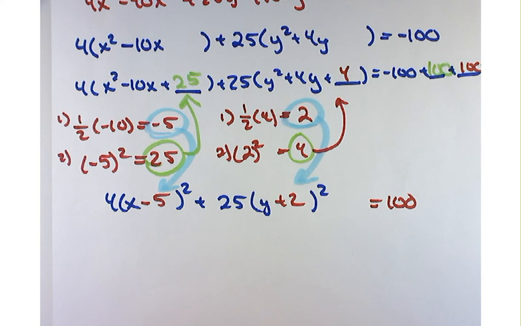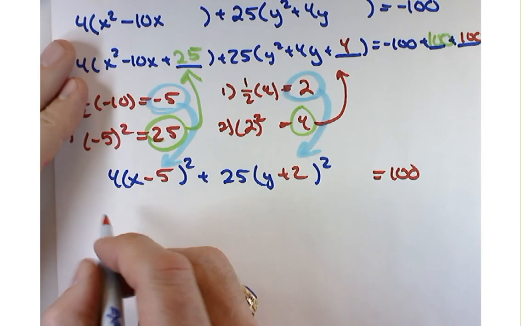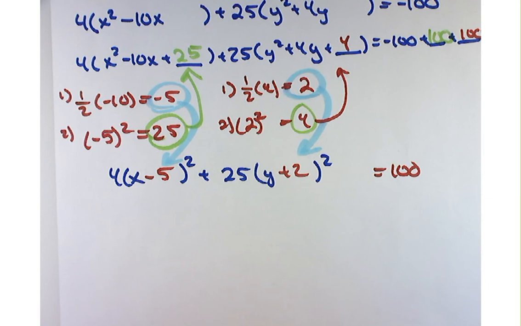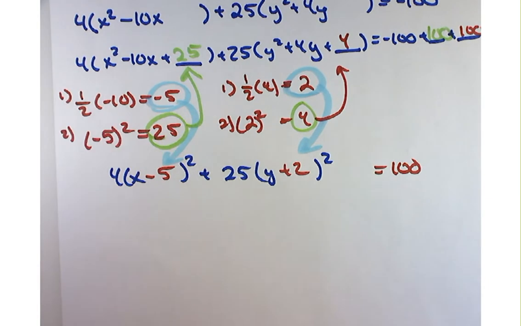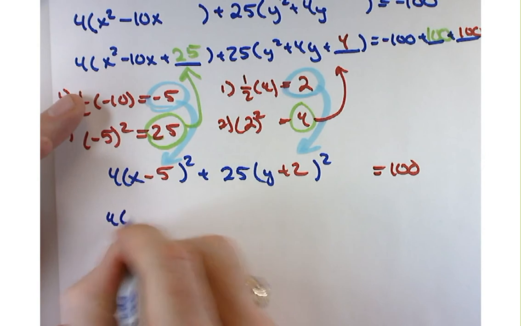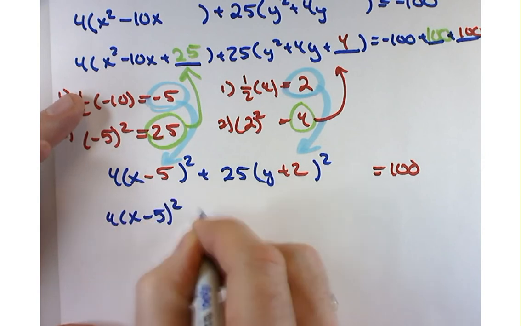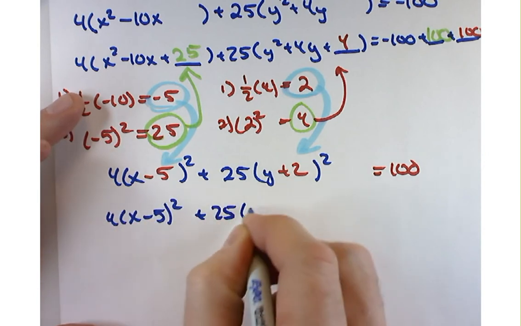Can anyone tell what graph this is going to be now? Still not there? It's an ellipse. Yes, has to be an ellipse. Well done, David. There's a little bit more work to do to put this in the final form that we want. Let me rewrite this again: 4 times x minus 5 squared plus 25 times y plus 2 squared.